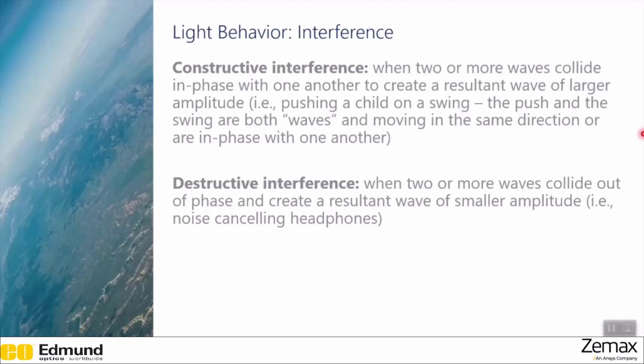Destructive interference, on the other hand, is when two or more waves collide out of phase and create a resultant wave of smaller amplitude. A good example of this is noise-canceling headphones.